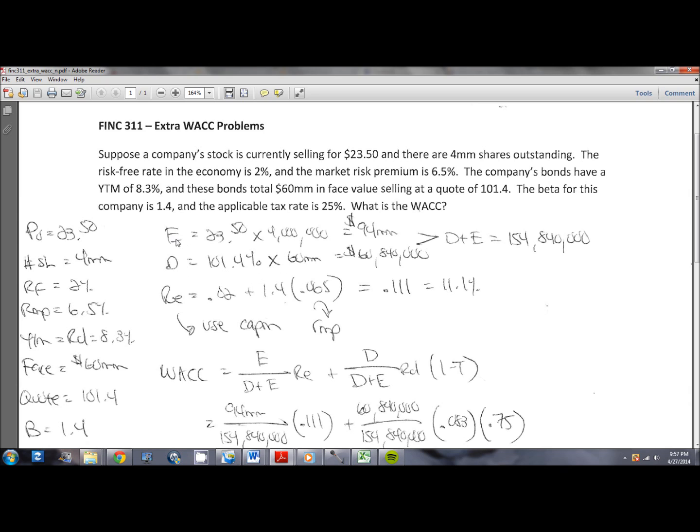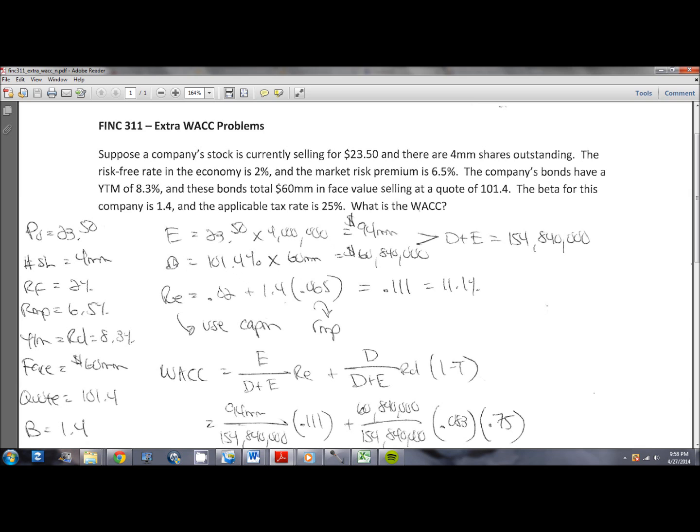So I started by finding E first. You don't have to do that. You can find any of them first. It really doesn't matter. But I just was naturally inclined to go ahead and knock out E really quickly. And E is again found by taking the current price of stock times the number of shares outstanding. So that's your $23.50 times 4 million shares outstanding, both given in the problem. That gives you a total E of 94 million.